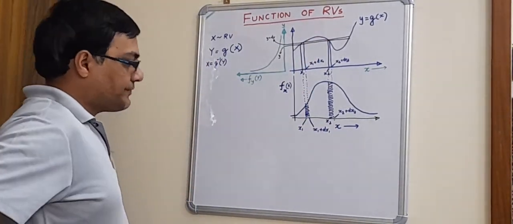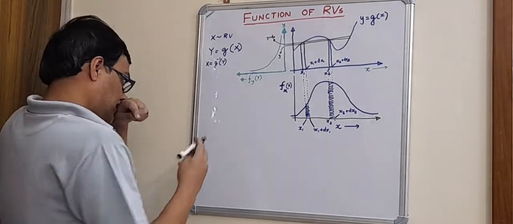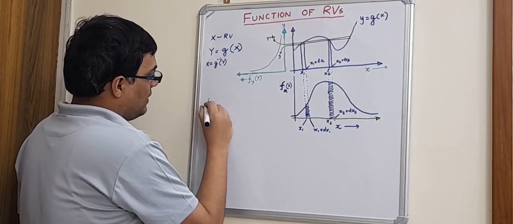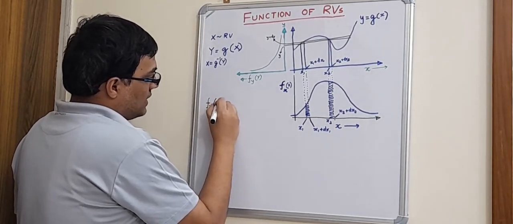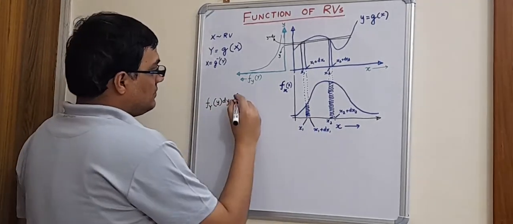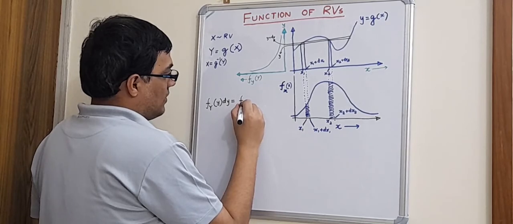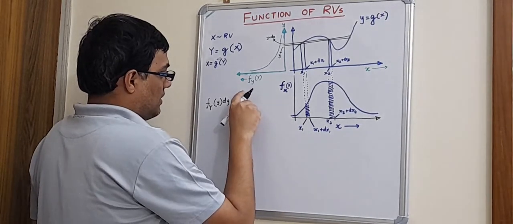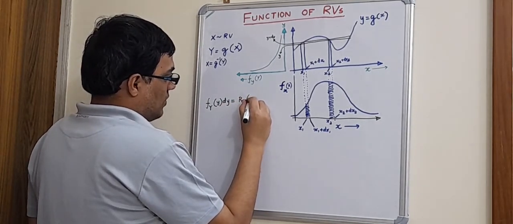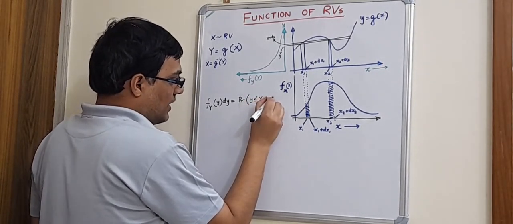So the idea is, what we can write now, using the definition of PDF, we can write f_y dy, the area under it, is equal to the probability that y lies between y and y plus dy.